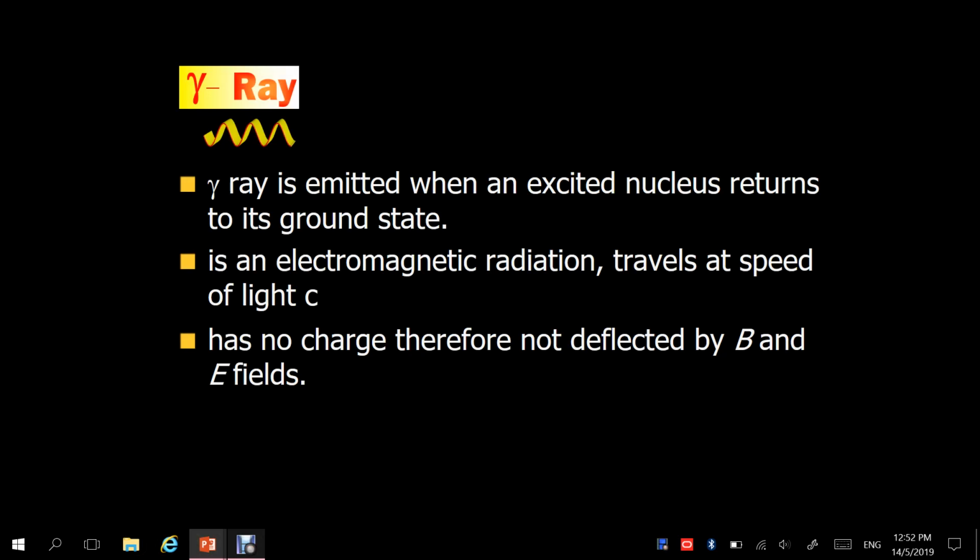Gamma has no charge because it's not a particle in the first place, right? So gamma ray, no charge, not deflected by B field and E field. And during gamma decay, there's no change in the composition of the nucleus. So usually nuclei will undergo gamma decay if they are in excited state.